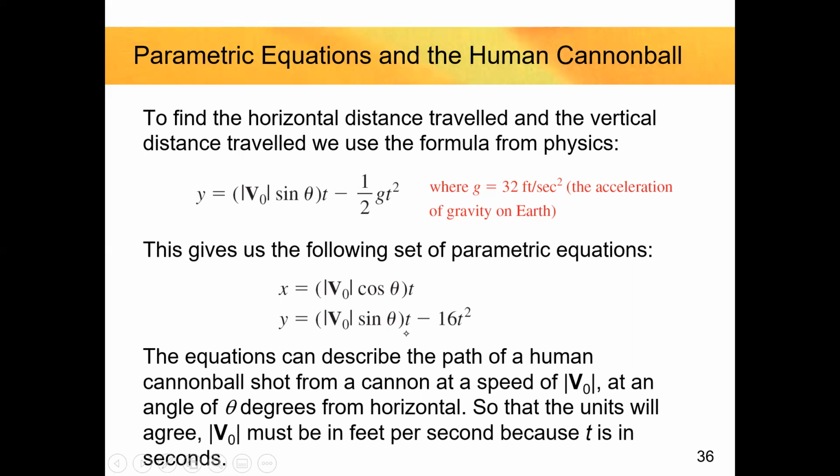For the sine function, or the y value, we get the same thing. It's the magnitude, initial velocity, sine theta times t, and it's minus 16t squared to accommodate for gravity.